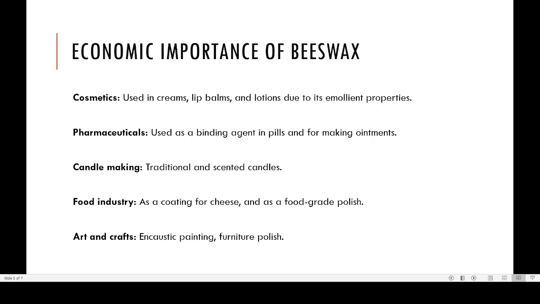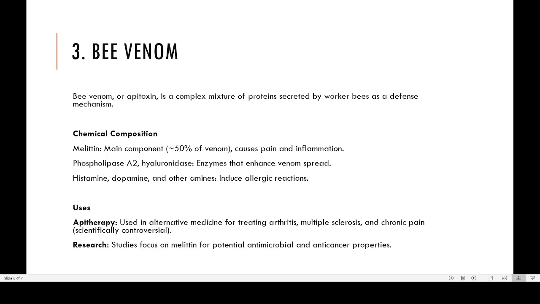Then candle making, everybody knows, traditional and scented candles are there. Then in the food industry as a coating for cheese, and food grade polish is also used in the food industry. Then arts and crafts and encaustic painting, making a certain kind of wax painting, and furniture polish. So a lot of uses are there for beeswax. Primarily, these are the main uses of beeswax: cosmetics, then the pharmaceutical industry, and also candle making, the food industry, and arts and crafts. Then we go to the next product.